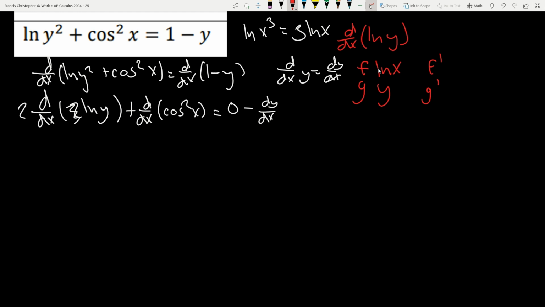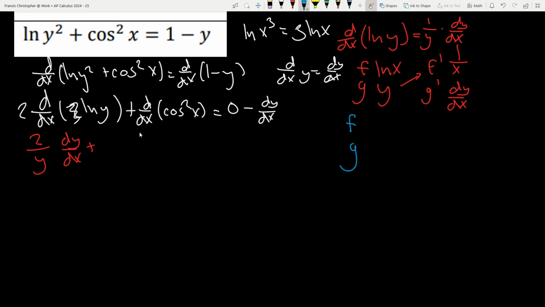Again, plug g into f and it's equivalent, so we know that this is correct. This is 1 over x, and g prime is dy over dx. So put this into here: 1 over y times dy over dx. We're multiplying by 2 here, so this would be 2 over y dy over dx plus, and I'll do this in blue just for good practice on the chain rule.